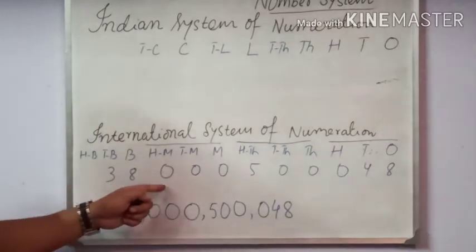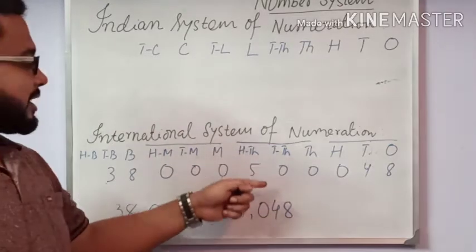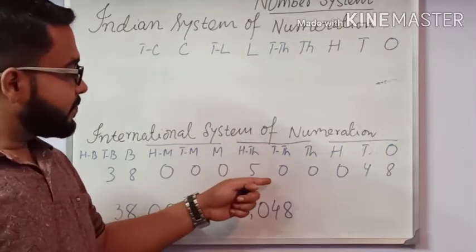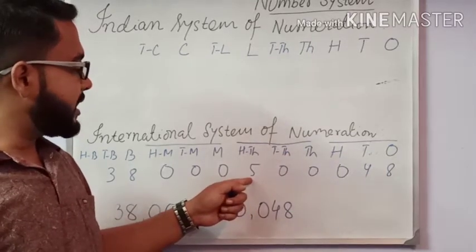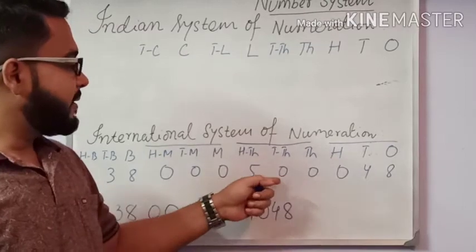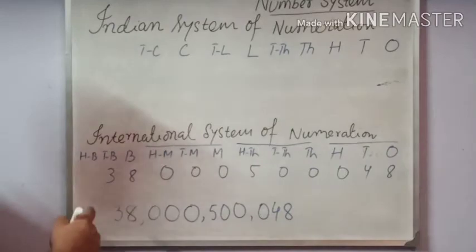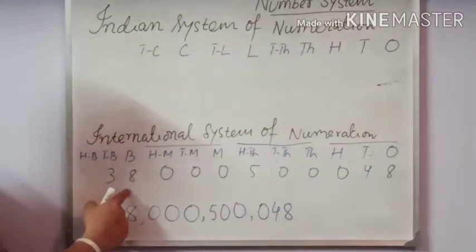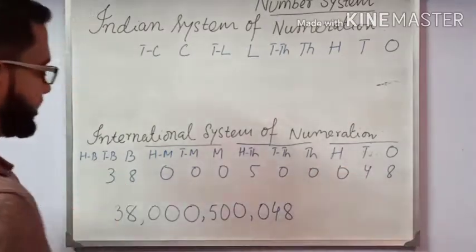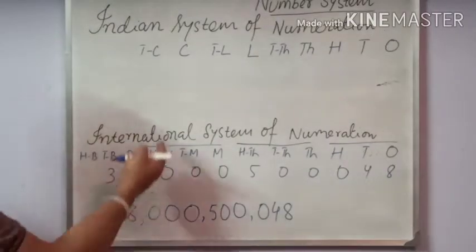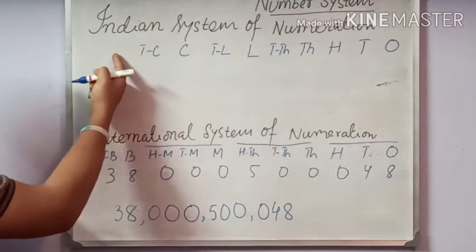38 billion, no digits in the million part, and in thousand part here is 5 and these are two blank places. So we call it as 500,000 and 48. So we write 38 billion 500,000 48, and also you put it in your Indian system of numeration, but here the chart extends in your left side.